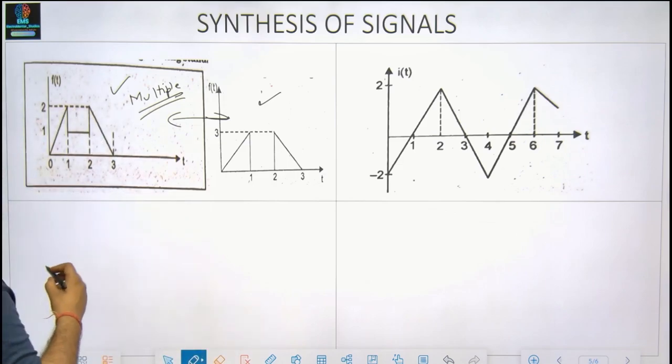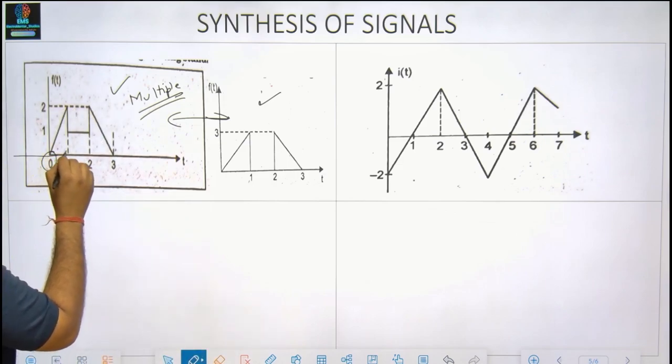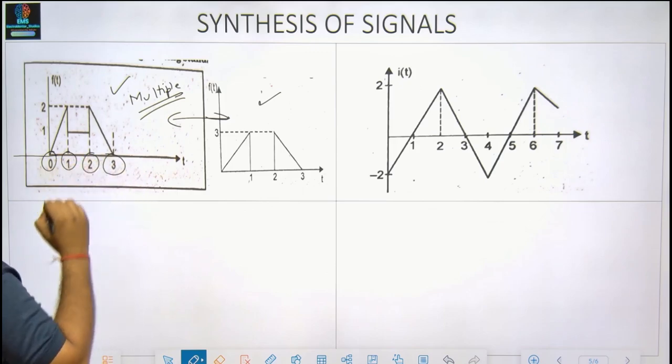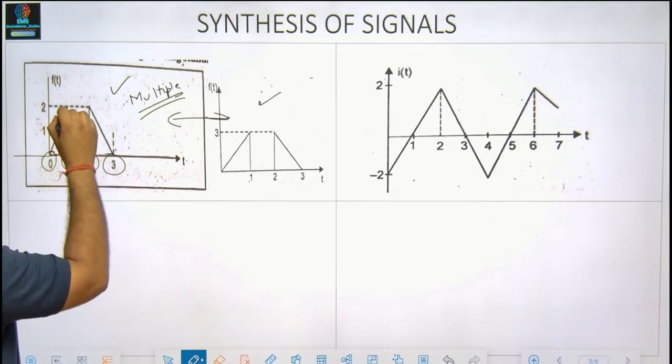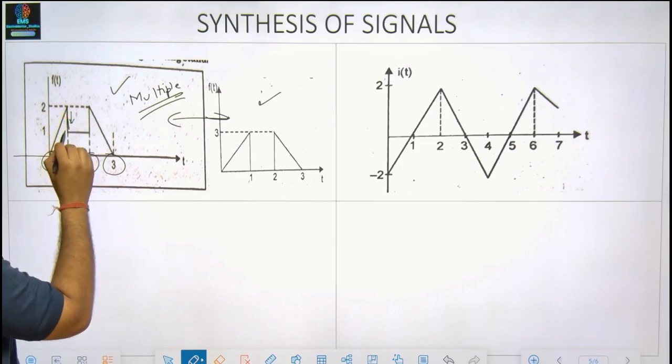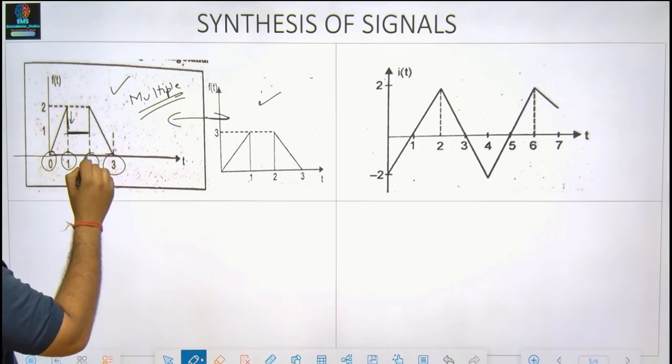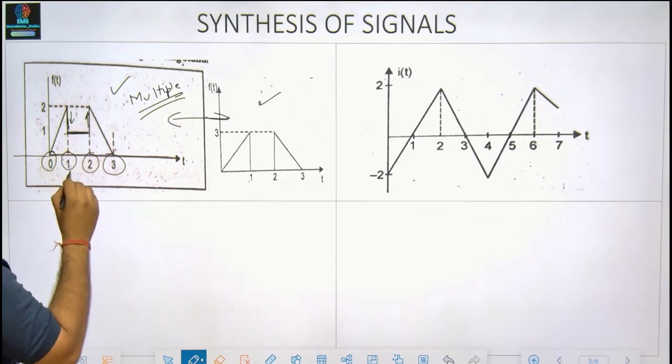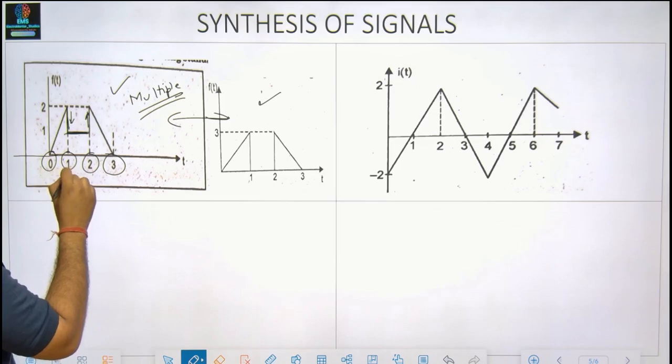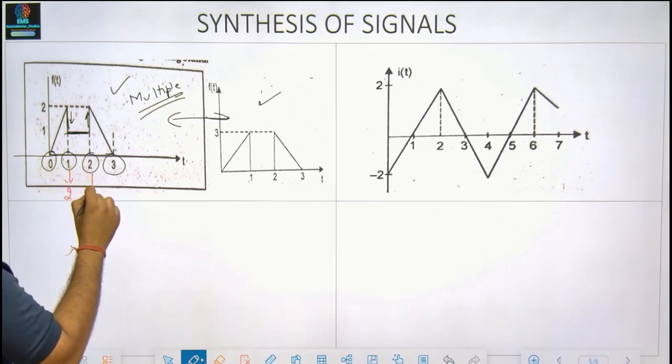So we'll go with this question again. Now at point 0, 1, 2 and 3 there are changes. At 1 there are two changes. One it is dropping down. Other slope is getting 0. At 2 there are two changes. So at 1 I'll just write down. At 1 number of changes are 2. At 2 number of changes are 2.